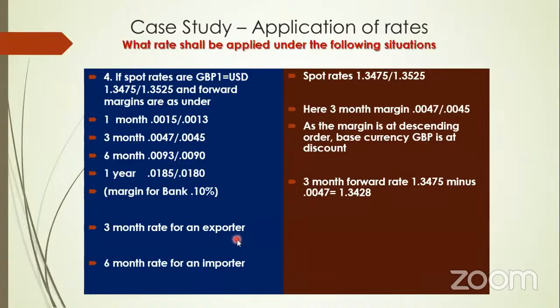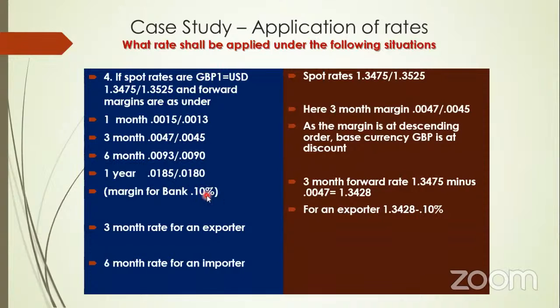Two questions I have asked. 3-month rate for an exporter. First, 1.34 is the base. Minus 0.0047. You will get 1.3428. Are all of you getting it? Here you need not round. And then the margin you have to calculate. For an exporter, the margin has to be deducted again. Bank profit will be deducted. Minus 0.10. Why 10? They have given it.